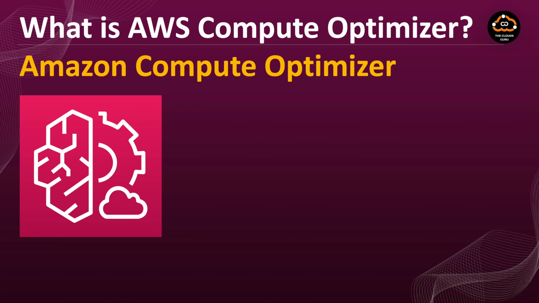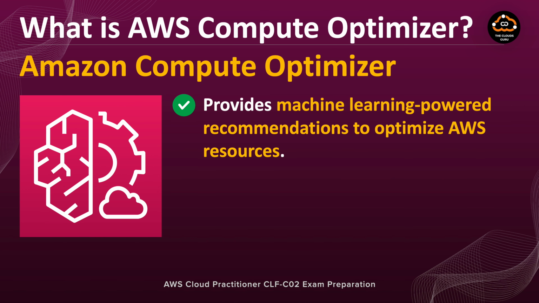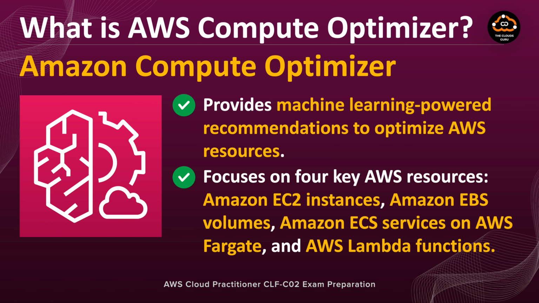What is Amazon Compute Optimizer? Amazon Compute Optimizer is an AWS service that provides machine learning-powered recommendations to optimize AWS resources. It focuses on 4 key AWS resources: Amazon EC2 instances, Amazon EBS volumes, Amazon ECS services on AWS Fargate, and AWS Lambda functions. By analyzing your resource usage, Compute Optimizer offers insights into resource optimization, balancing cost and performance.